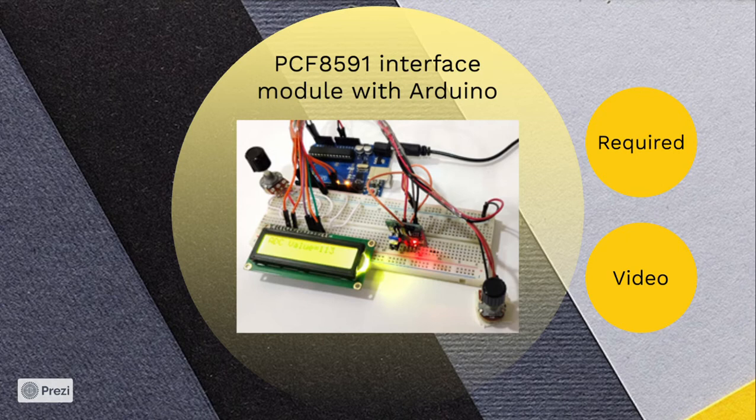Now connect a 100K pot to AIN as shown in the figure. For the LCD, the data pins D4 to D7 are connected to Arduino's D5 to D2 digital pins, and the RS and EN pins are connected to Arduino's D12 and D11. LCD Vo is connected to a 100K pot, which is used to control the brightness of the LCD screen.